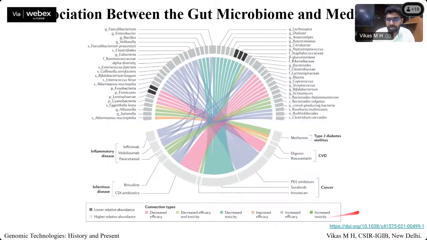For example, when it comes to type 2 diabetes, metformin is a very commonly advised drug, and you can see that the organisms Alistipes and Citrobacter are the organisms which can increase the toxicity of these drugs. So knowing what microbiome you have, and what kind of drugs you are receptive to, can also play a very important role in treatment of any particular disease.